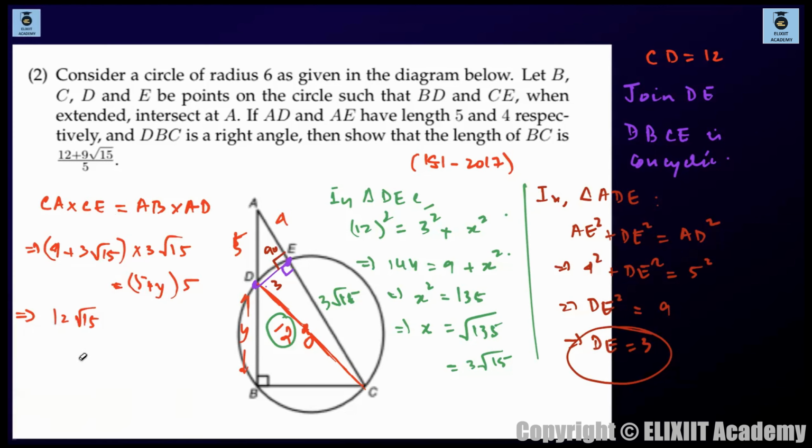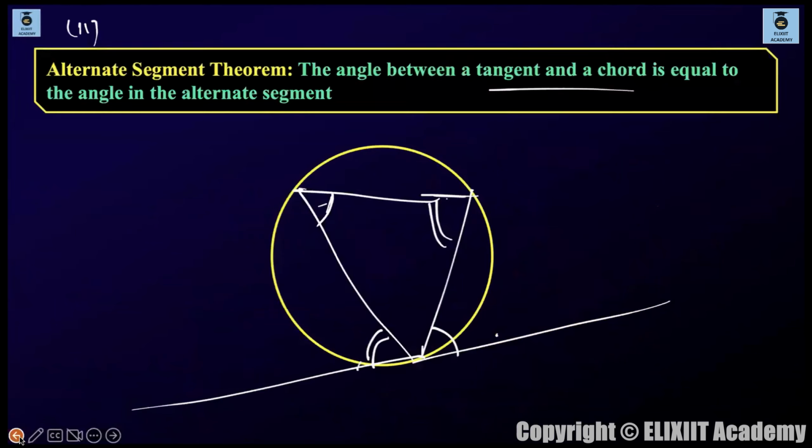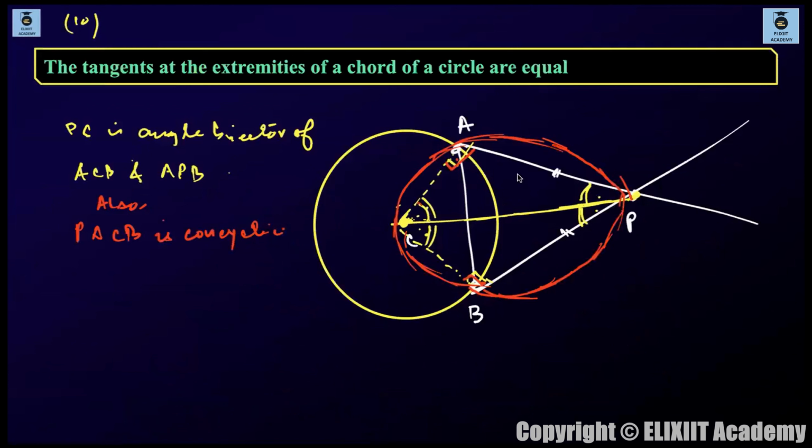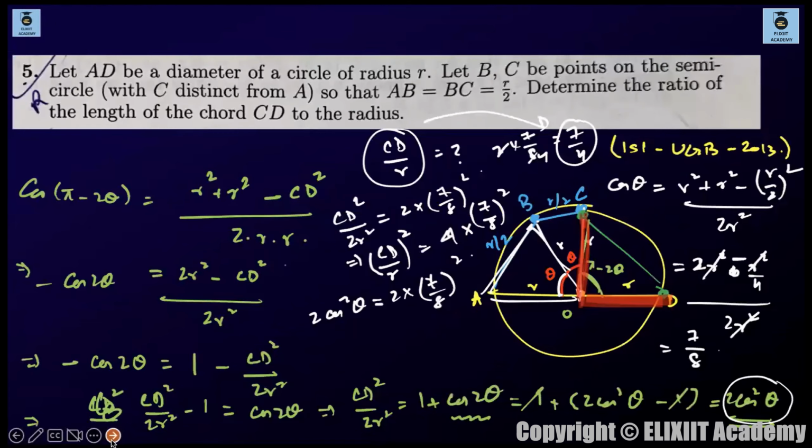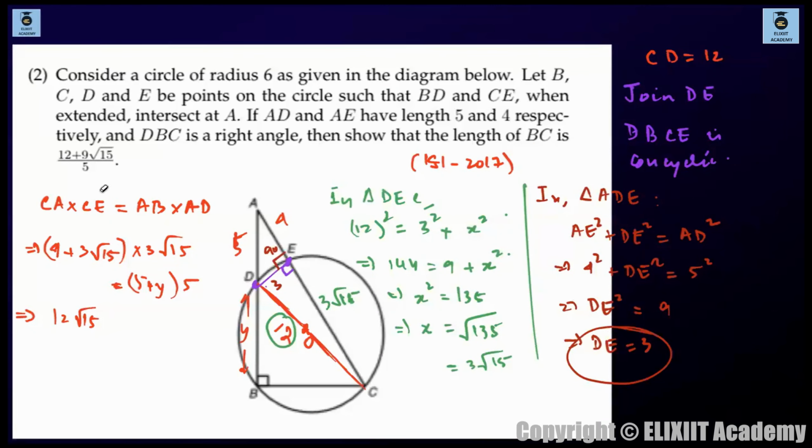Most of you haven't seen this thing. What is the mistake? This is AC times AE, not CE. AC times AE, right? That's the theorem. This was the theorem: OA times OB, the outside part. OB was what? Outside part. So it's technically not CA times CE.